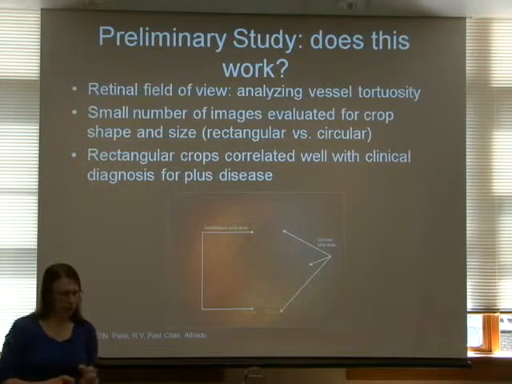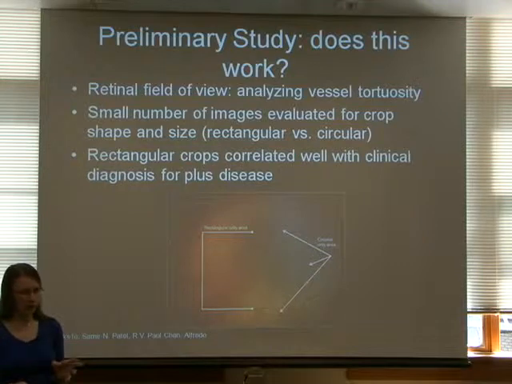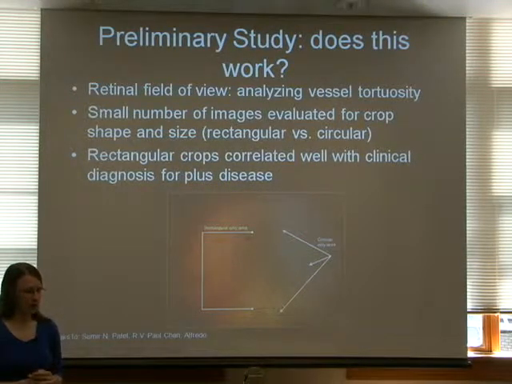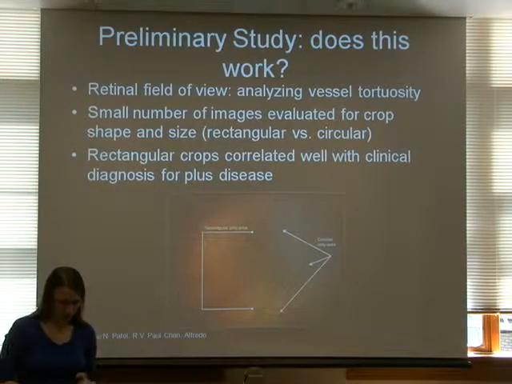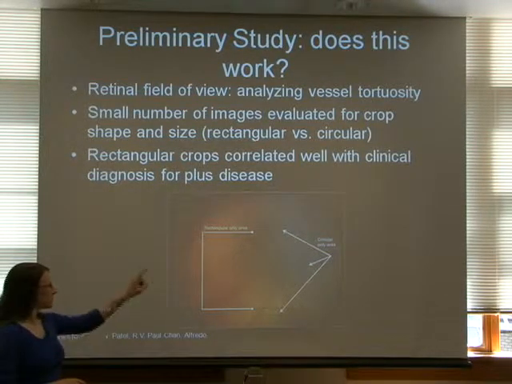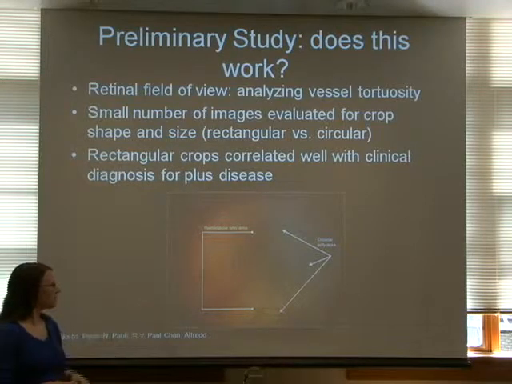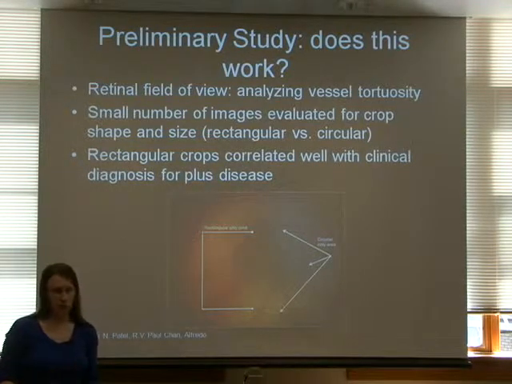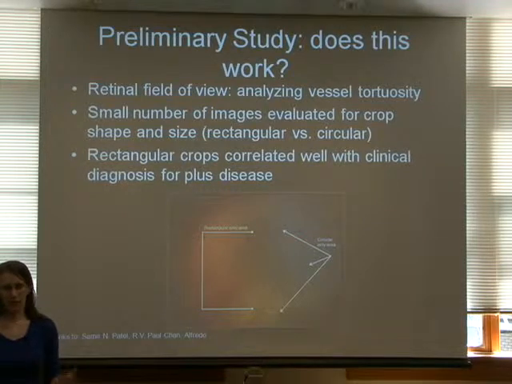It was a relatively small number of images evaluated for this crop shape and size. They looked at rectangular versus circular crops, and also at different crop sizes, so what percentage of the total image you were looking at. And they did find, and this is pretty cool, that the rectangular crops, which is the area you see there, compared to the circular, correlated well with the quantitative parameters for tortuosity and dilation. Tortuosity and dilation were really important because that relates to how severe the plus disease is, and therefore probably whether there's treatment-requiring ROP.